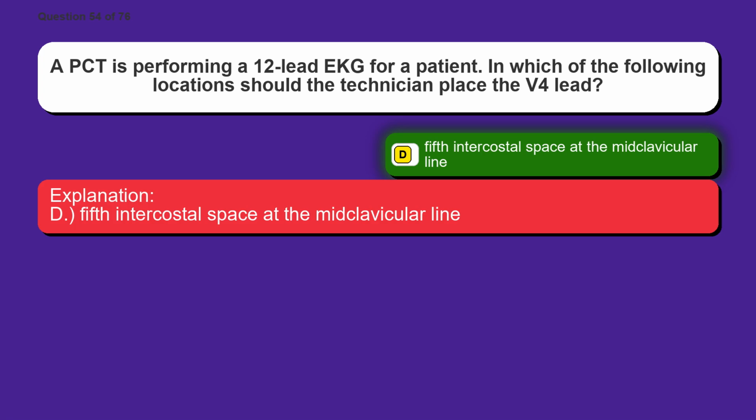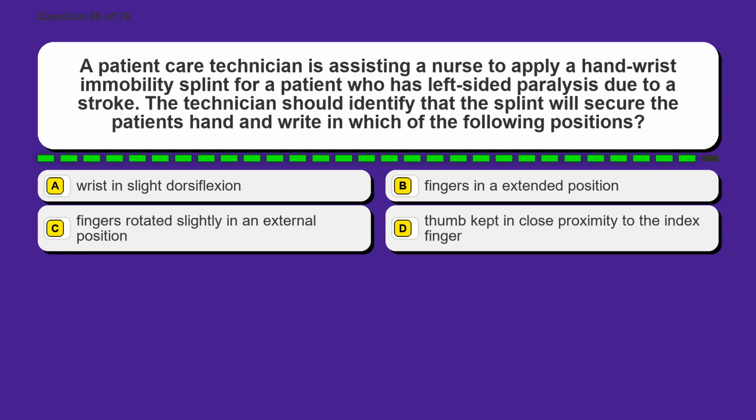Question 55. A patient care technician is assisting a nurse to apply a hand-wrist immobility splint for a patient who has left-sided paralysis due to a stroke. The technician should identify that the splint will secure the patient's hand and wrist in which of the following positions?